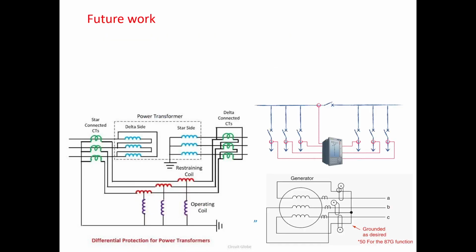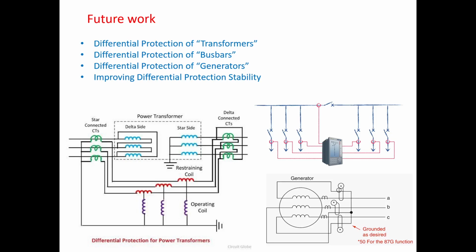So in the future, there will be work done on differential protection of transformers, bus bars, generators, and how to improve protection stability, especially during external faults when CT saturation or measurement delay happens.